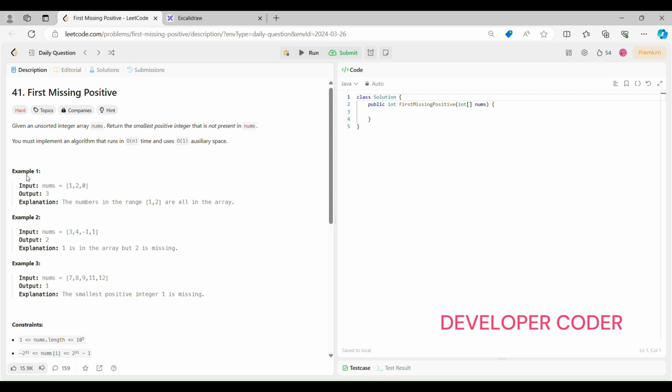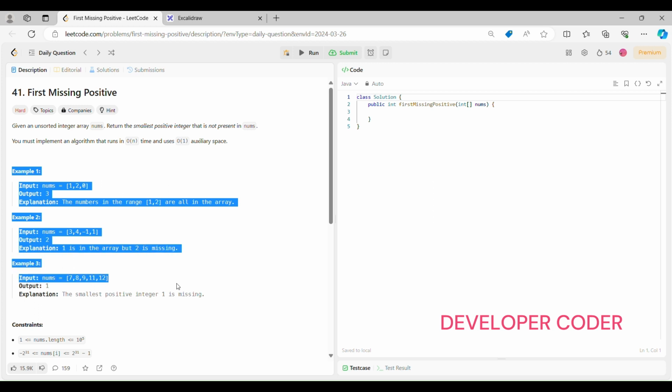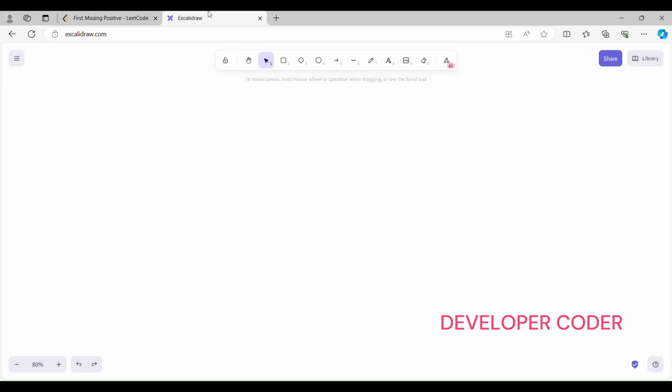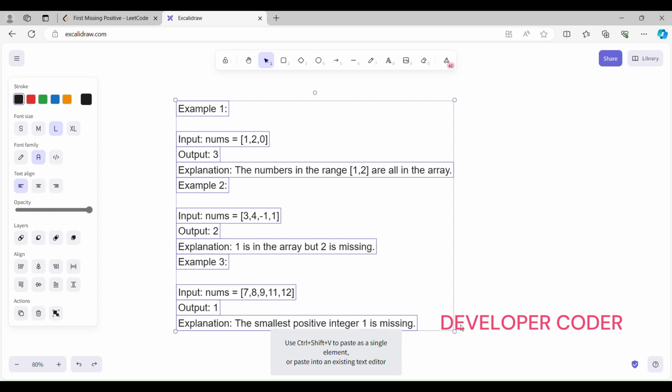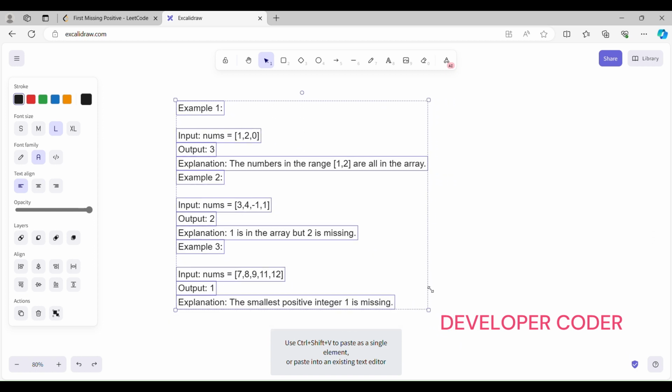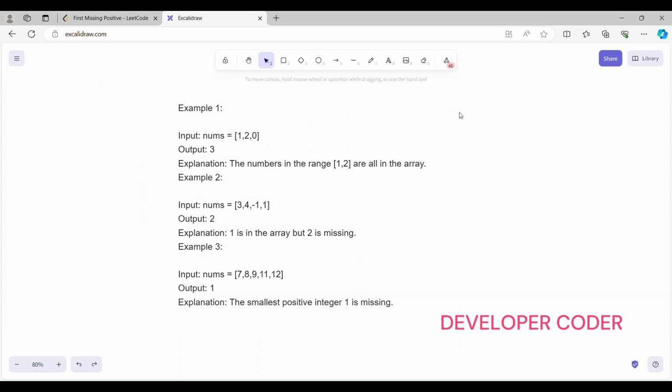Okay, so now let's understand this problem with all these examples. Then after that, I'm going to prove the approach that I am going to implement using one random example. So I am going to make one new input array, so I will show it later on, but first understand the examples given in this problem.